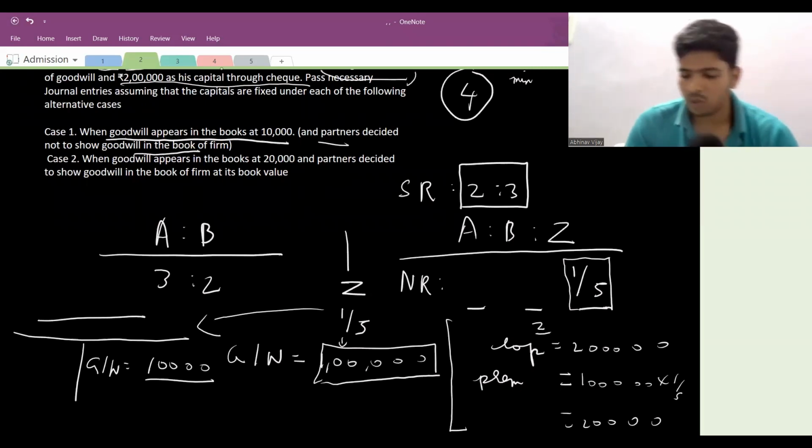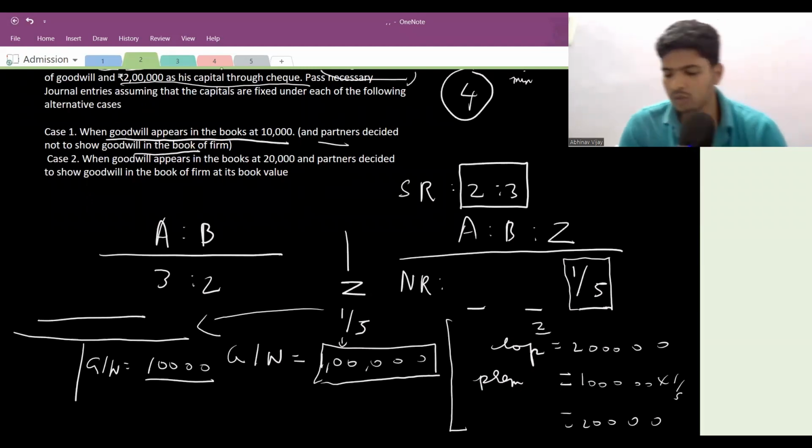Simple. Here we know that the total goodwill is 1 lakh. If this is not mentioned in the question and they say 25,000 is the premium of goodwill, you know how to find the total goodwill. Because D's share is 1/4, 25,000 premium of goodwill divided by 1/4, that is multiplied by 4, you get 1 lakh. You've done it a lot of times. So this is the total goodwill.